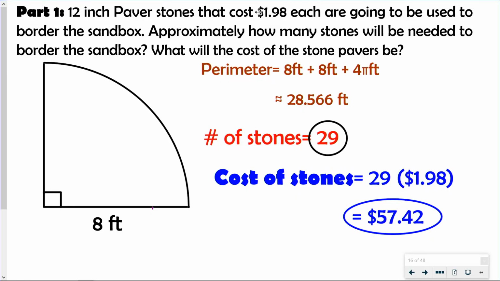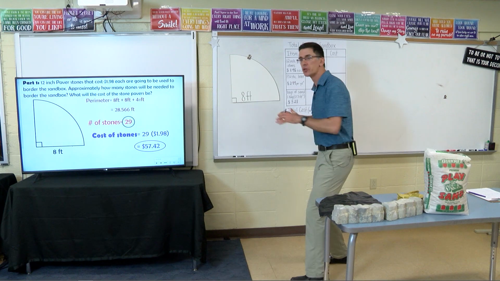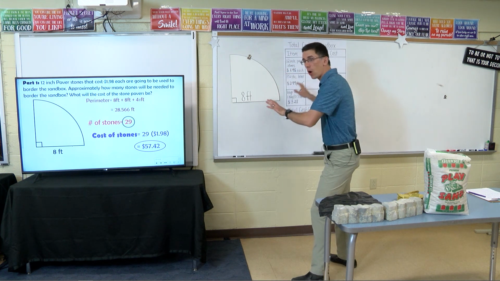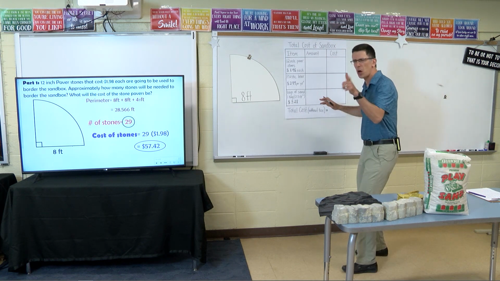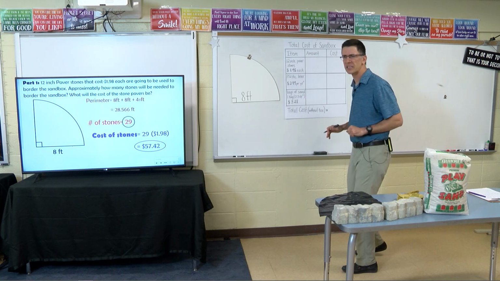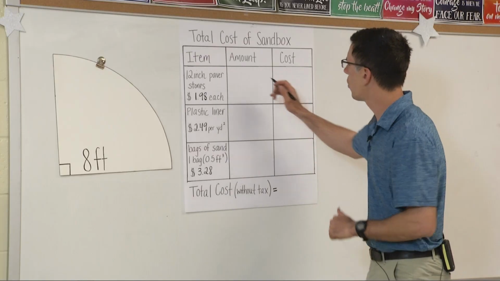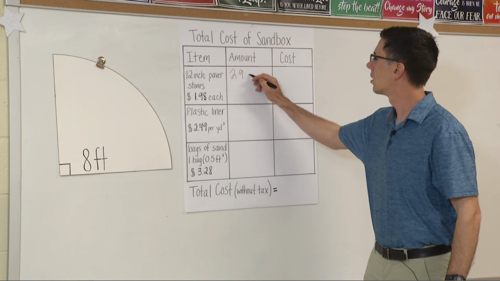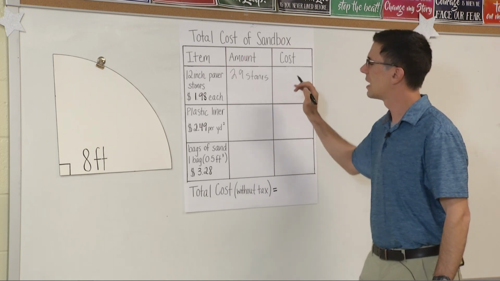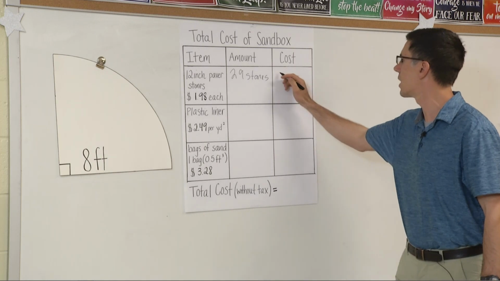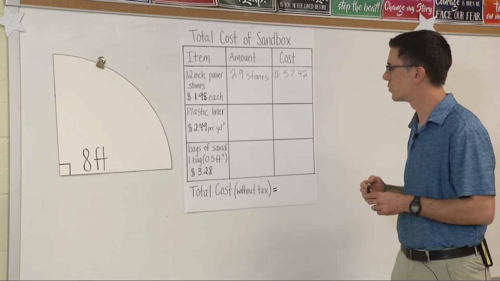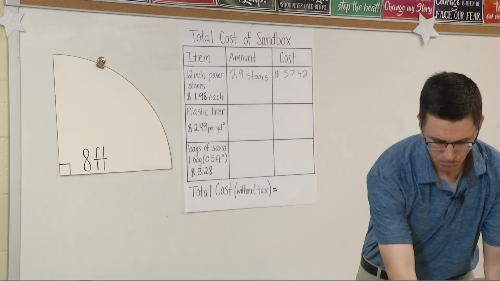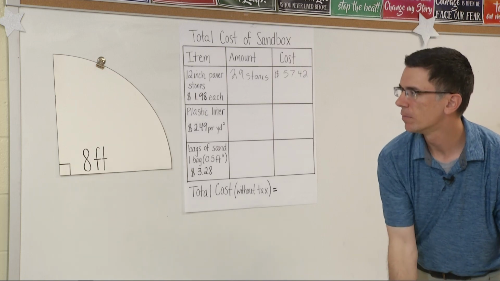Now, if you remember, part 4 of this problem is asking for the total cost. So as we go, I'm going to write on this chart over here the amount of materials and the cost. So when I go to the Mathville supply store, I'll know exactly what to get and exactly how much it costs. So we have 29 stones, and the cost of those stones is $57.42.